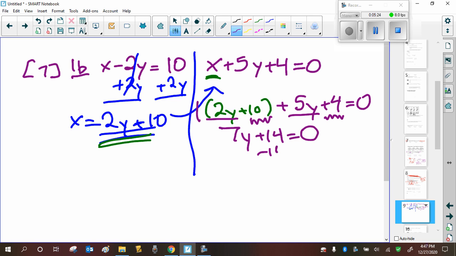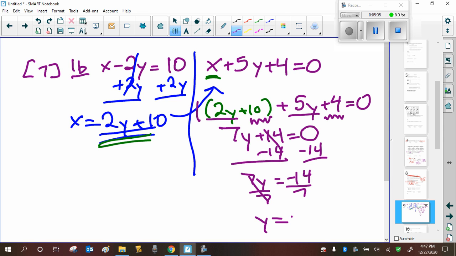And then you subtract 14. We're going to solve. It's 7y equals negative 14 divided by 7. And again, it feels like we're done, but this is just the y part. Y equals negative 2.